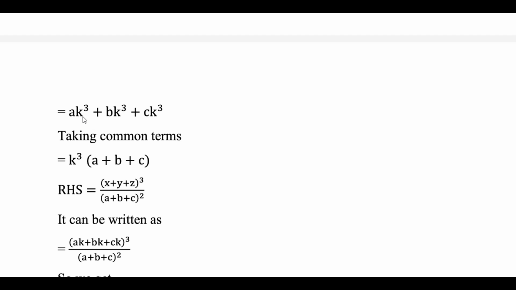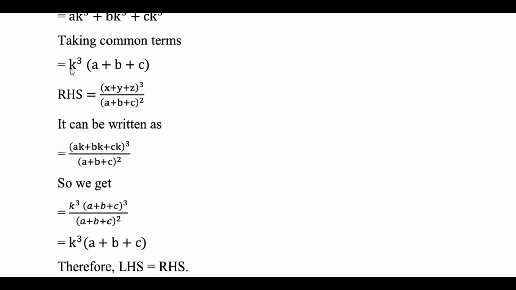So put x as ak, so a cube k cube. Similarly for y, it will be b cube k cube. Similarly, z will be c cube k cube divided by a square, b square, c square. Okay, so after that we will get ak cube plus bk cube plus ck cube. So taking the common term k cube, you will get a plus b plus c.